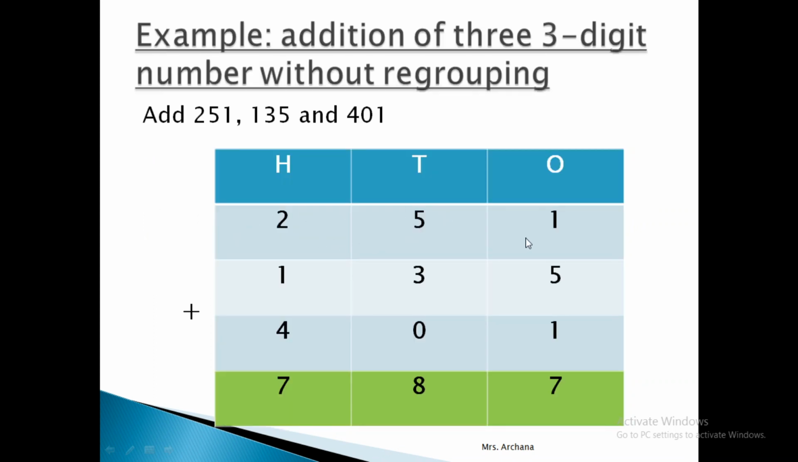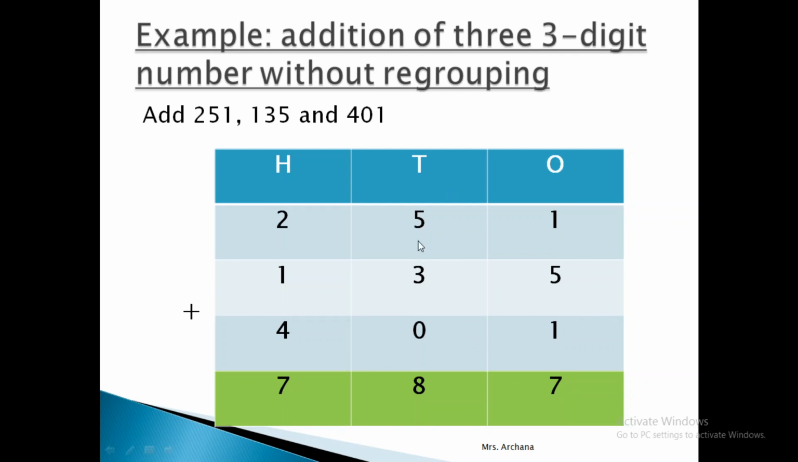Already I have done. See, 251 I have arranged, 135 I have arranged, 401 I have arranged. Now go for the addition. First, all the ones place you are going to add. That is 5 plus 1, 6 plus 1, 7.